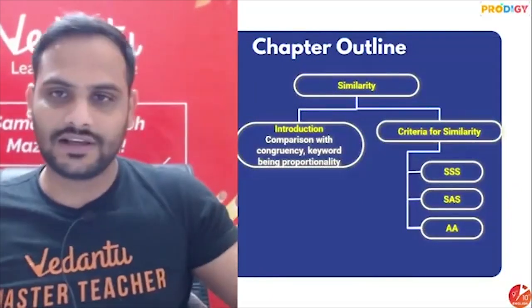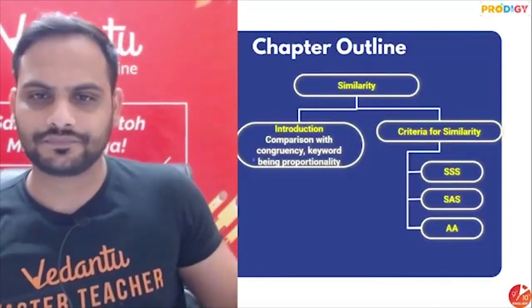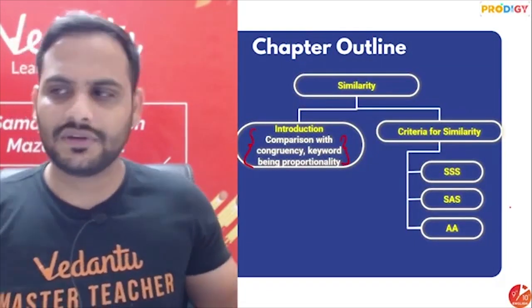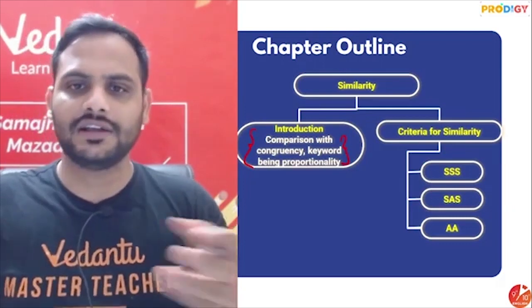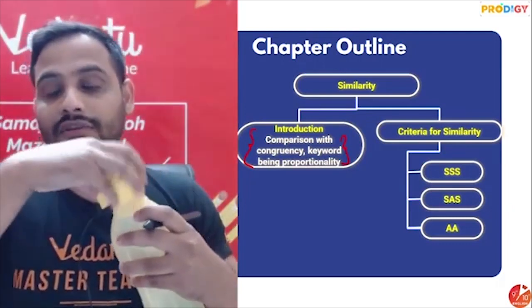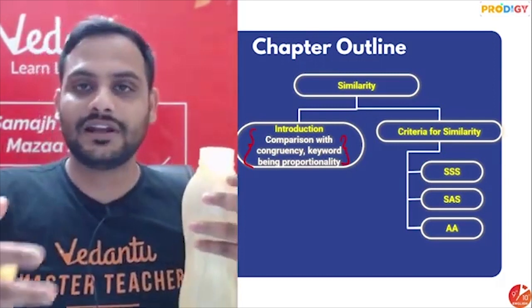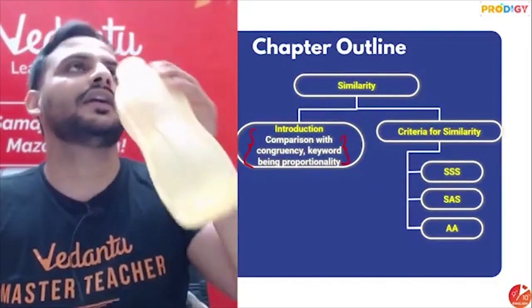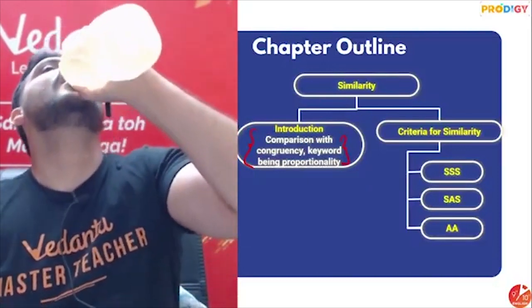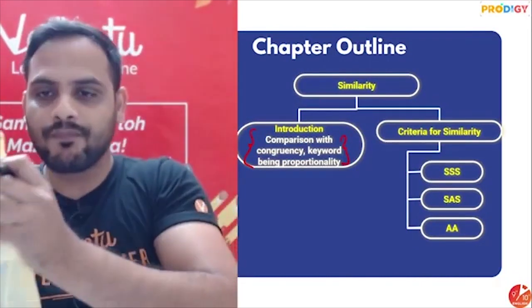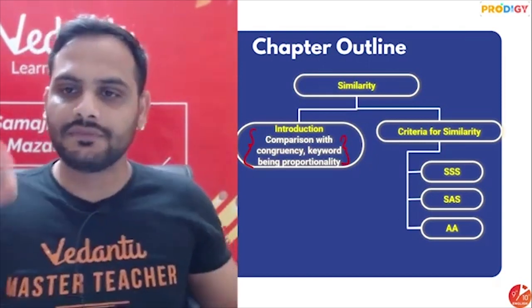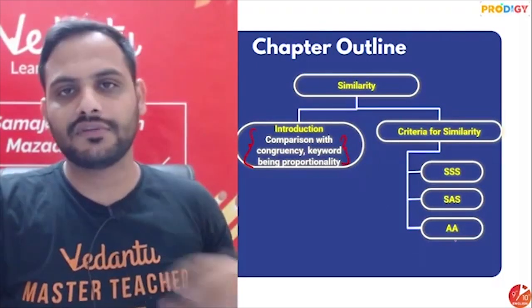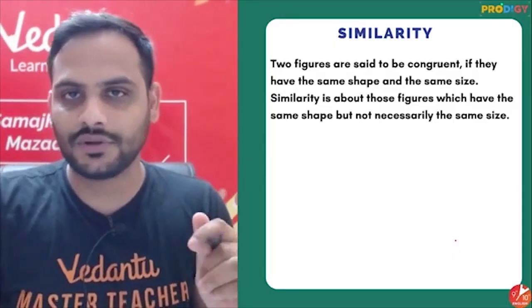Now starting today's class, in this similarity, the first topic is comparison of congruency and similarity. What is the meaning of similarity and congruency? In similarity, what are the properties which the triangles show? And then the second part is criteria for similarity. So first we'll go for the introduction part, then we'll look at the criteria of similarity, and then we'll look at some questions to solve.